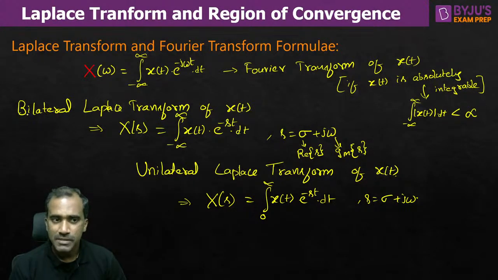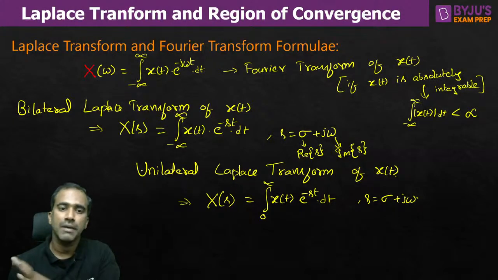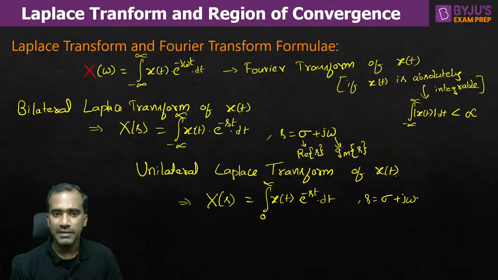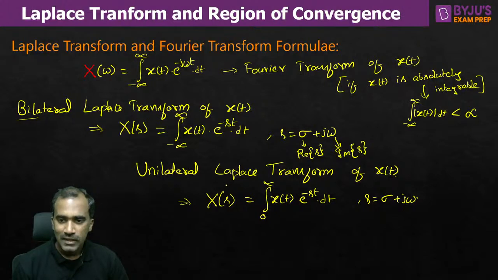As the name says, bilateral, unilateral. Uni means one, only positive time. Bilateral means both, both for positive time as well as negative time. We are evaluating the integral both for positive and negative time. That's what bilateral means. Unilateral means only one side. We are evaluating only for positive time side. So that is the difference. I hope you are understanding the difference.